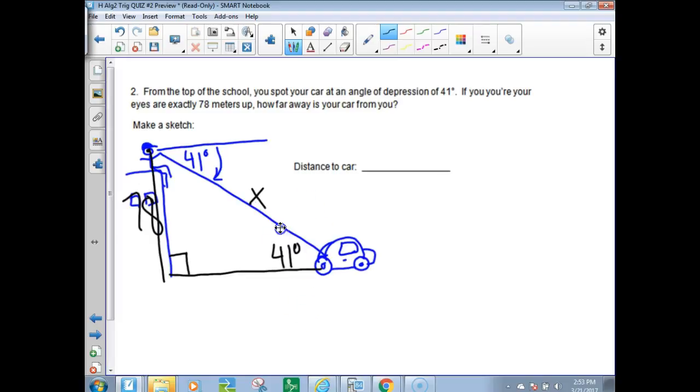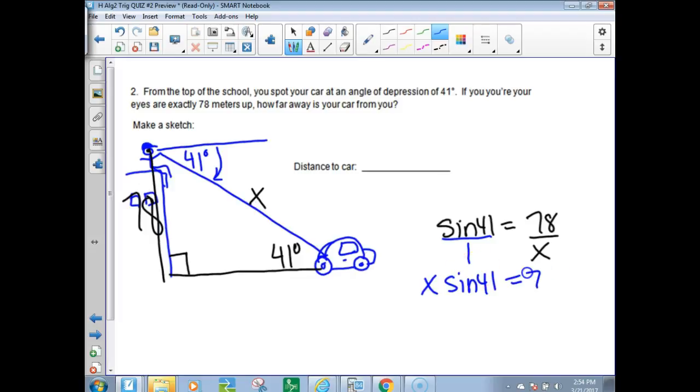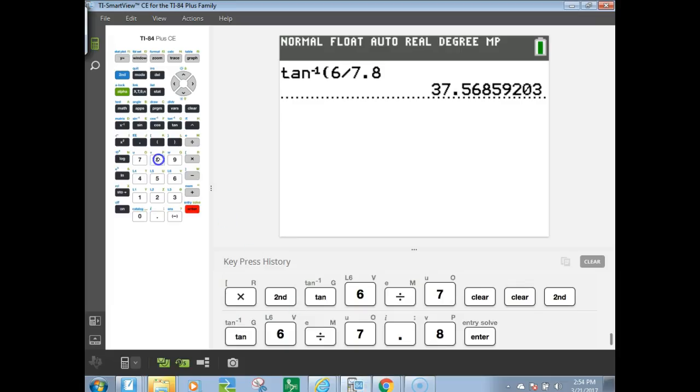All right, so now we've got opposite and hypotenuse. We're going to be using the sine. So the sine of 41 equals 78 over x. Careful in your calculations because if you treat this like cross products, then you get x times the sine of 41 equals 78. And then you would divide by the sine of 41. All right, so that's what we'll type.